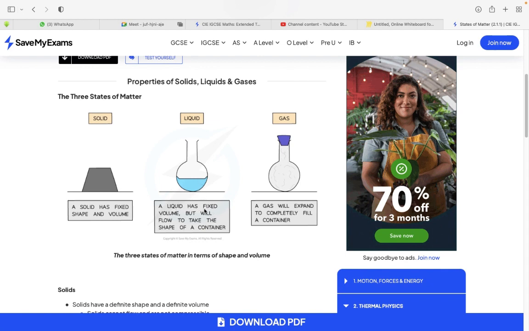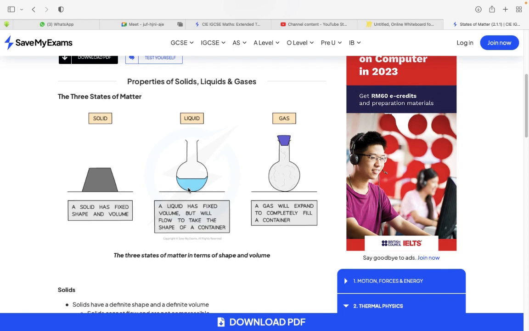But in the case of liquid, the liquid has a fixed volume but does not have a fixed shape. It takes the shape of any container you put it into. If you pour water in a circular container, it will take the shape of that circular container. If you pour it in a cylindrical container, it will take the shape of that container. Triangular container, it will take that shape. So it doesn't really have a fixed shape, but it has a fixed volume for liquid.